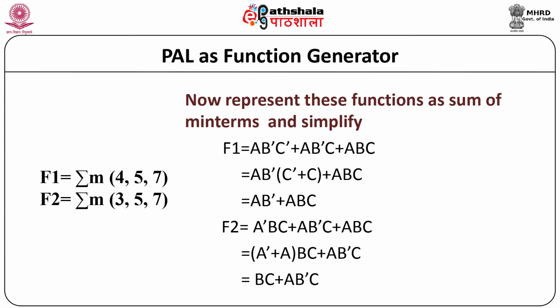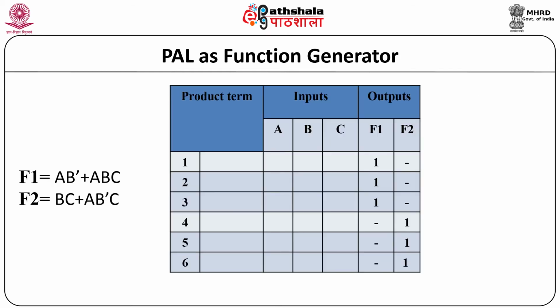The second function is given by f2 is equal to a bar b c plus a b bar c plus a b c, that is also equal to a bar plus a in bracket into b c plus a b bar c, that is also equal to b c plus a b bar c. Let us prepare the programming table. The PAL program table contains product terms, inputs a, b, c along with outputs f1 and f2. The Boolean expression of f1 indicates 2 product terms and for f2 there are also 2 product terms.